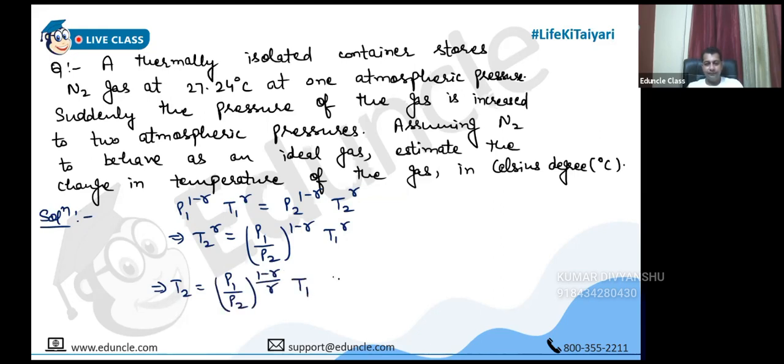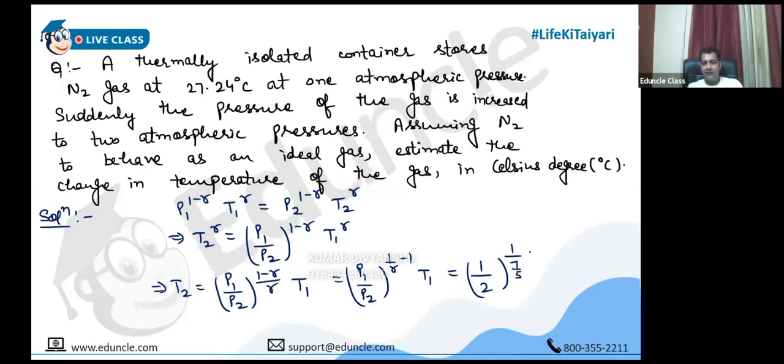T1, 1 atmosphere, then it becomes 2 atmosphere. Gamma will be 7 by 5, diatomic. T1 is 27 plus 273, and it should be in Kelvin. So it is 1 by 2 raised to power 5 by 7 minus 1, that is 2 by 7, this much Kelvin. So we can write it as 2 raised to power 2 by 7. Please calculate T2.